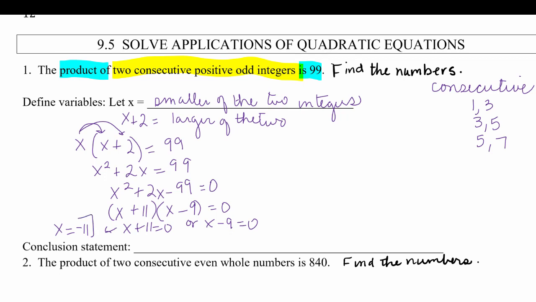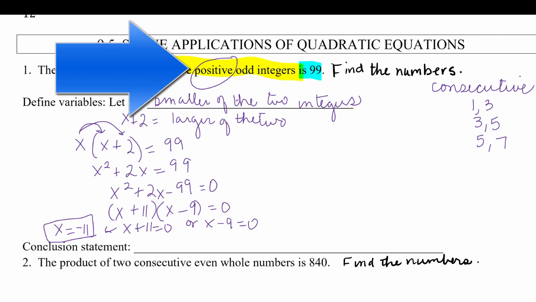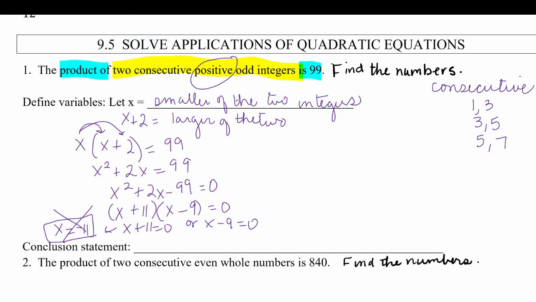Okay, so let's talk about this solution. What did we know about our two odd integers? Well, if you come back up here, they told us that the integers were positive. So this x cannot be negative 11. So this solution we need to toss, right? This one, however, gives us that x equals a positive 9. Remember that x is our smaller integer. So to find the next integer, we add 2. So that would be 11. So 9 and 11 are our pair of integers.